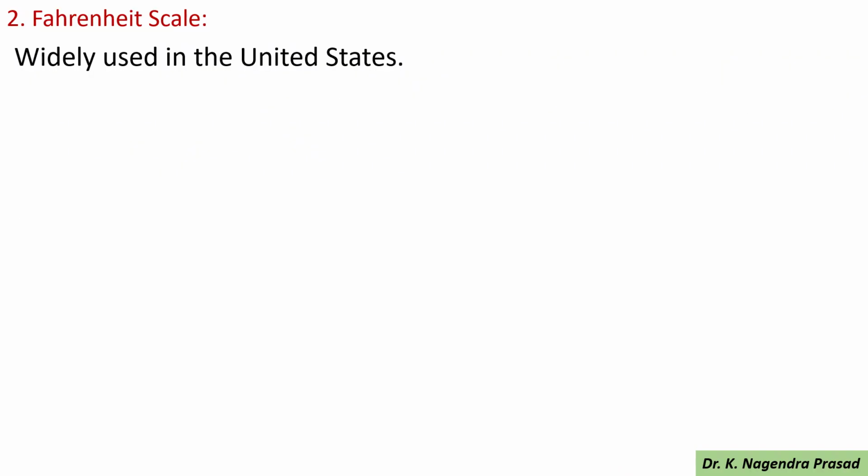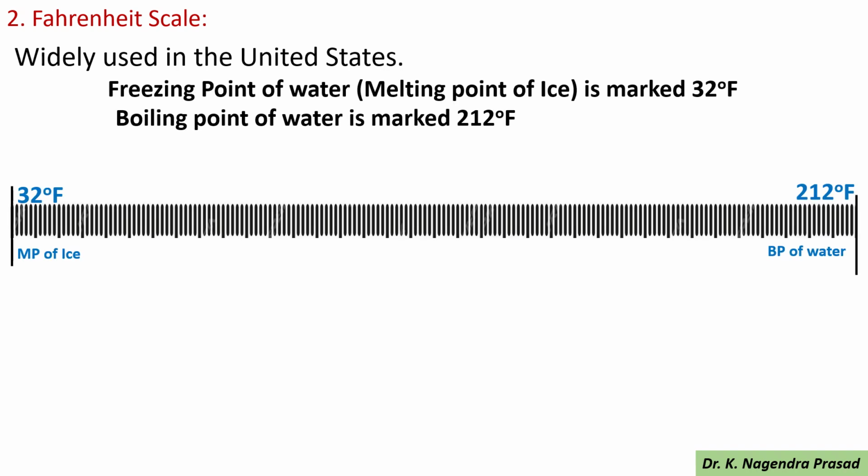Next we will discuss the Fahrenheit scale. The Fahrenheit scale is widely used in the United States. In the Fahrenheit scale, the freezing point of water is marked at 32 degree Fahrenheit and the boiling point of water is marked at 212 degree Fahrenheit. So this is the schematic representation of the Fahrenheit scale.